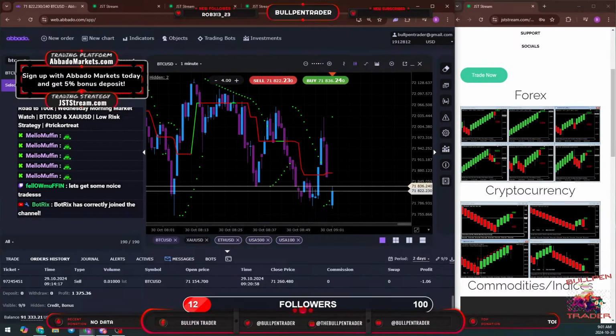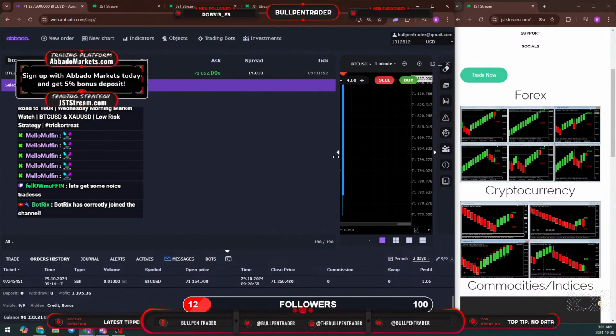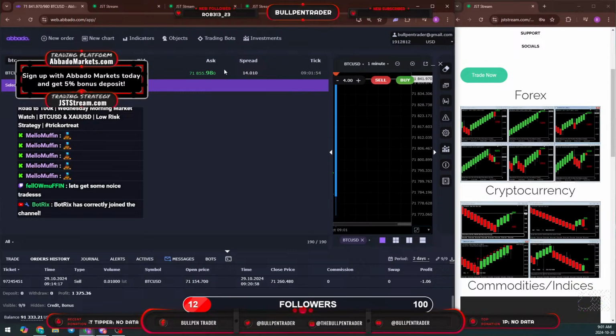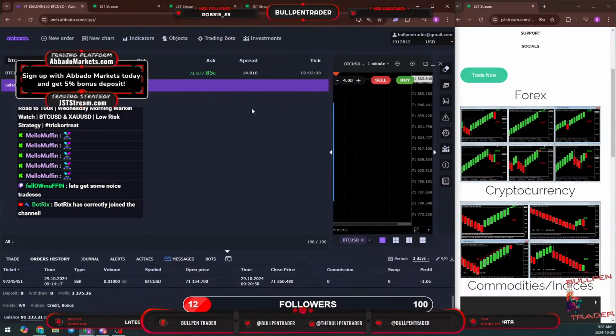Now you can see the spread right here on the screen. Maybe if you guys are on the other platforms, you can see the spread right here. This is the spread that they're charging. This is the total cost for your trade. It says 14 right here. That means the difference between the bid and ask, whether you do a buy trade or a sell trade, is going to be $14 or 14 points.